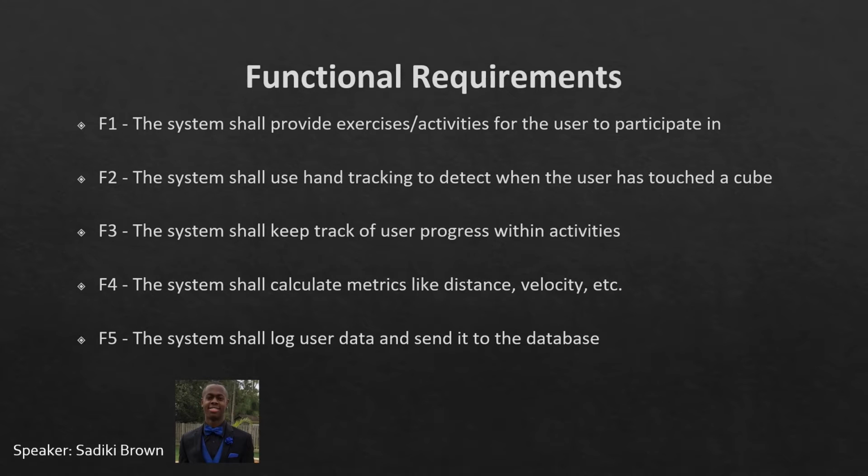So we have 5 different functional requirements. First, the system shall provide exercises or activities for the user to participate in. Next, the system shall use hand tracking to detect when the user has touched the pillar. The third is the system shall keep track of user progress within activities. Number 4, the system shall calculate metrics like distance, velocity, etc. And lastly, the system shall log user data and send it to the database.